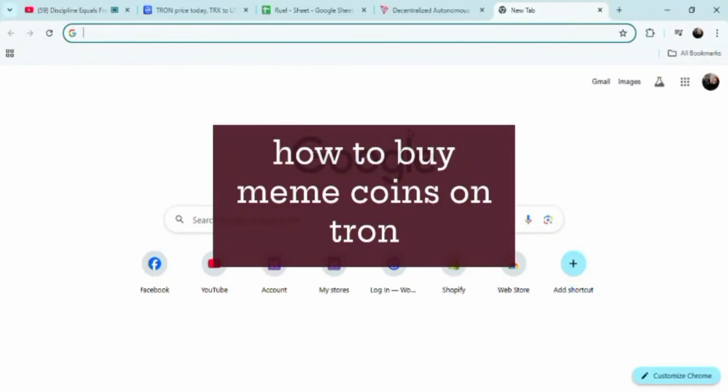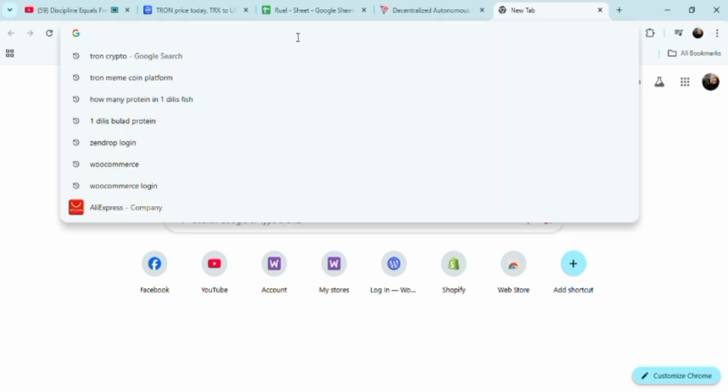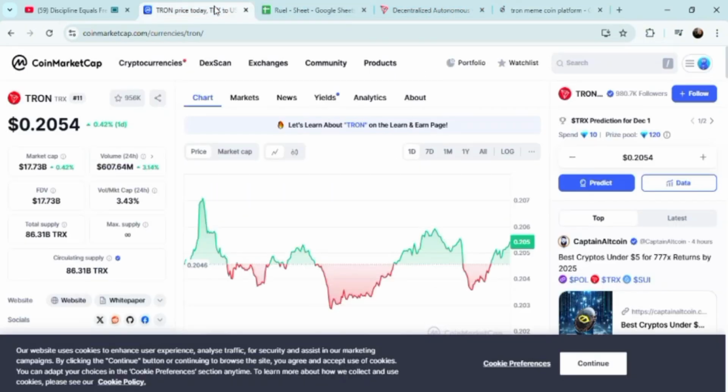So, how do you buy meme coins on Tron? Well, Tron is actually one of the best platforms to buy meme coins from. There are a bunch of platforms out there, but on Tron, it's really quite simple. First and foremost, before we begin, just make sure that your wallet is already connected to your purchasing apparatus here.